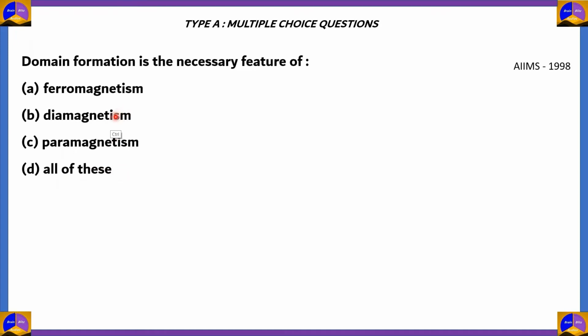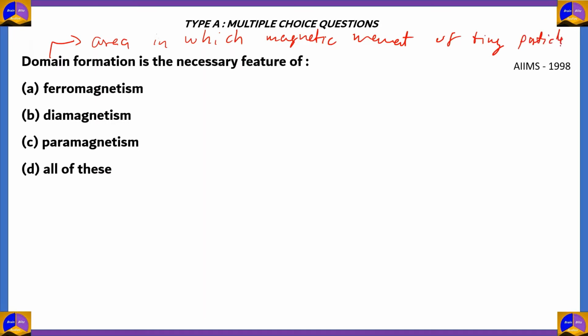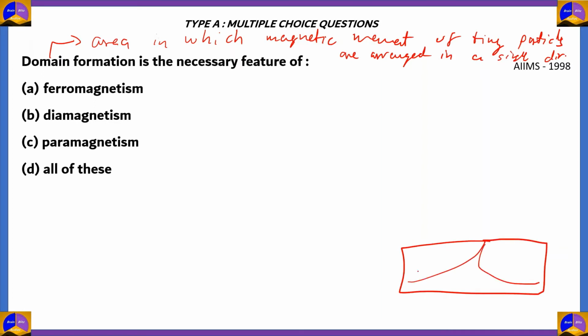So what exactly is a domain? We can define a domain as an area in which the magnetic moments of the tiny atoms or magnets, so tiny particles, are arranged in a single direction. So suppose we have a material with domains, maybe we'll have 2 or 3 of them, but the defining characteristic is that all of the atoms or particles present in one domain will point in the same direction. However, 2 or more domains can have different directions. So this is what we call a domain.